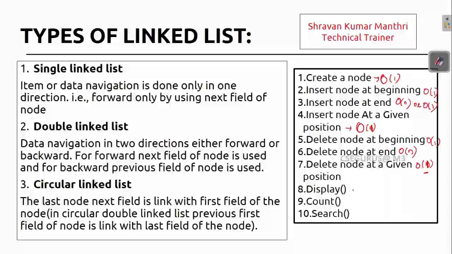The next one is displaying the elements, which is n complexity, and of course the count, which is n complexity, which is absolutely fine, and search in the worst case is n complexity. This is what we are going with right now, and the important thing is how easily we can write the programs without any worry, step by step. That is what we'll see here.